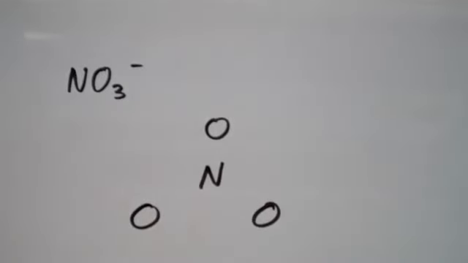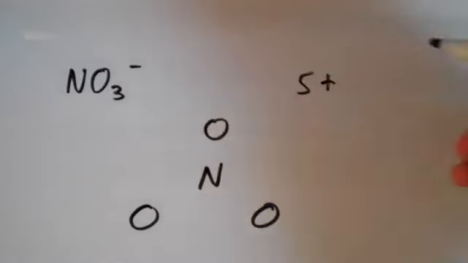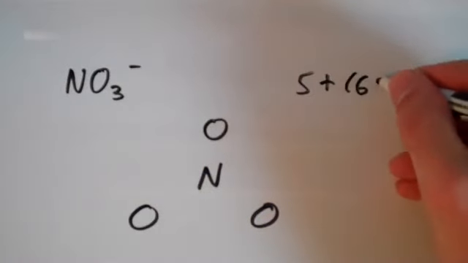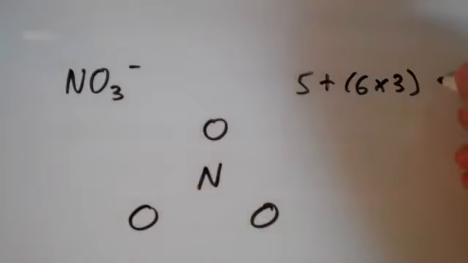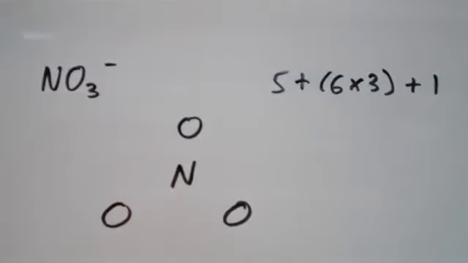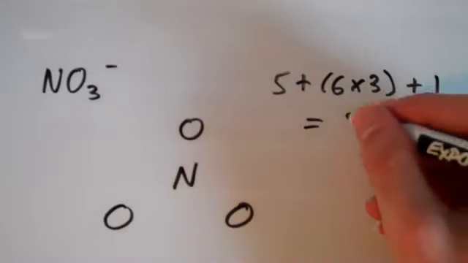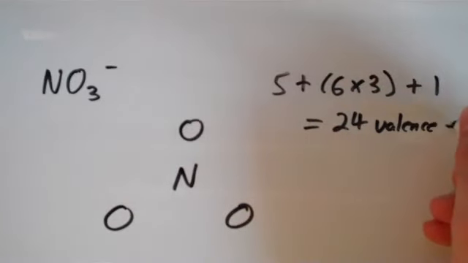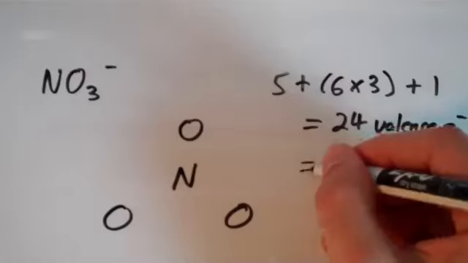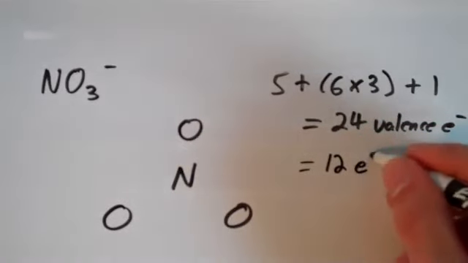And if we count up the total number of electrons in this thing, we'll end up getting nitrogen has 5, oxygen has 6, and there are 3 of them, 6 times 3. And then we have to add 1 electron because there's a negative charge. And that's going to end up being 24 valence electrons. Divide that by 2, we'll get 12 electron pairs.